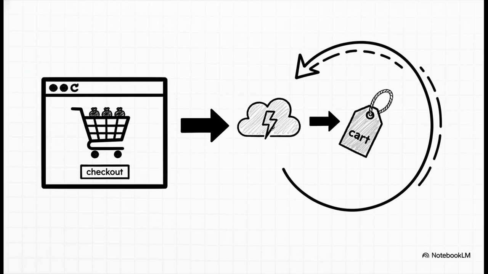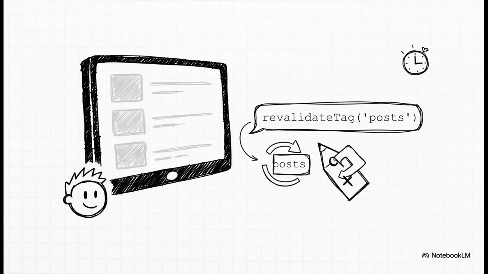Now, compare that to a blog feed. When a new post is published, it's not absolutely critical for every single user to see it that exact second. So here, you can use revalidateTag. You serve the existing cached page instantly, which is super fast, while a fresh version gets generated in the background for the next visitor. This is that classic stale-while-revalidate approach, and it's fantastic for content-heavy sites.